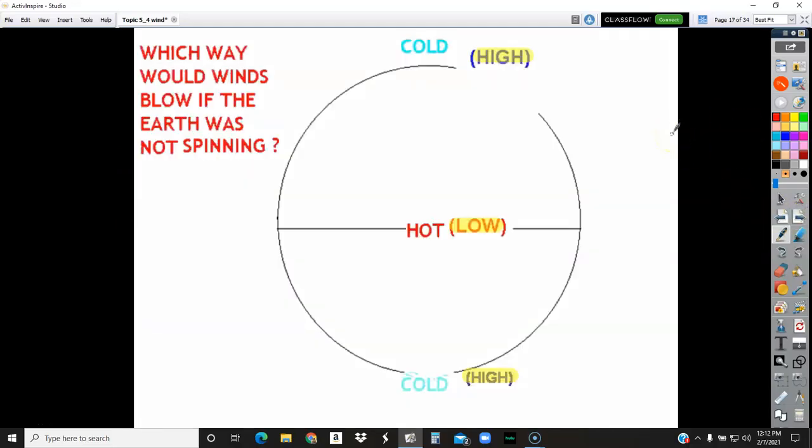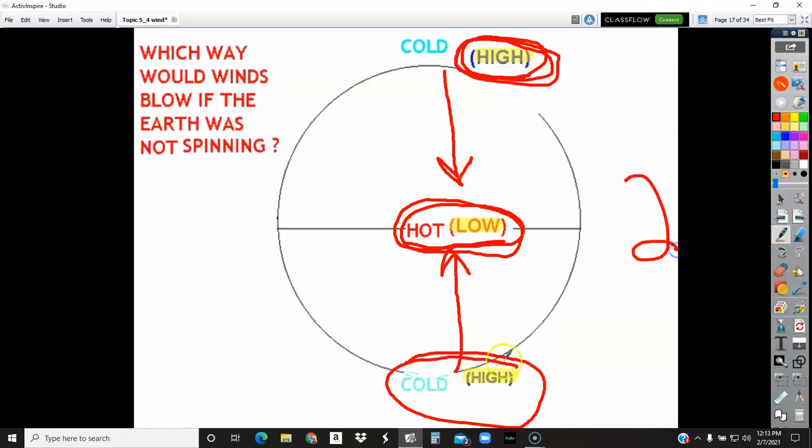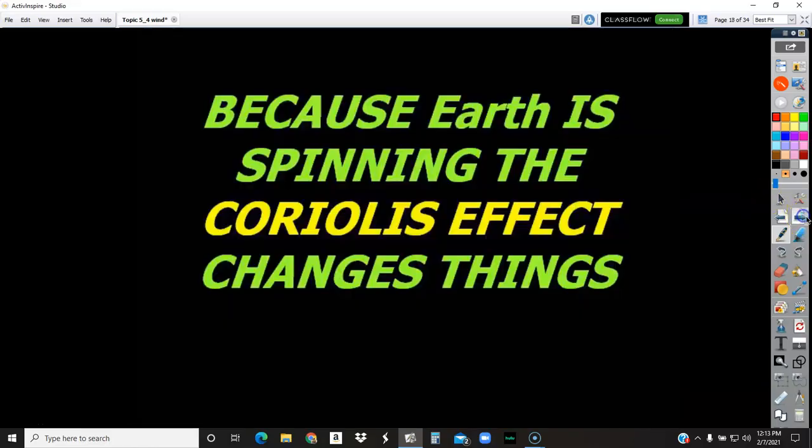All right, it says, which way would the winds blow if the Earth didn't spin? So again, always from high to low. So if the Earth did not rotate, there's always cold air at the poles. So you have high pressure, cold air up here at the North Pole, and you'd have high pressure at the South Pole. And the middle of the Earth is the hottest, right? Strongest sun, perpendicular rays. You've got low pressure at the equator. Winds would just basically blow down from the poles. They'd come from the poles and head toward the equator. You'd have two wind belts, one in the south, one in the north.